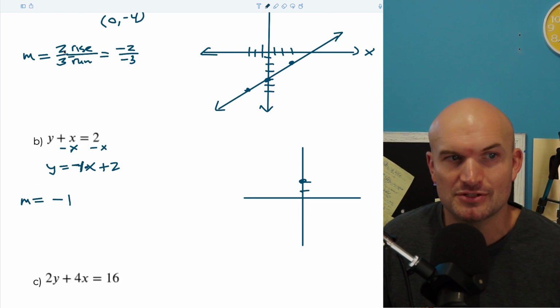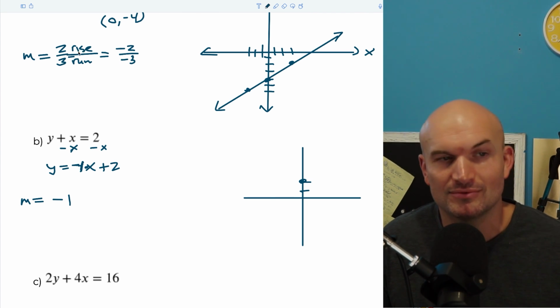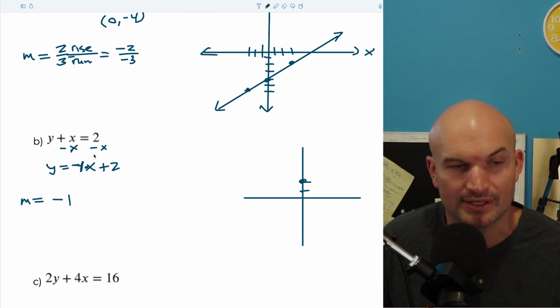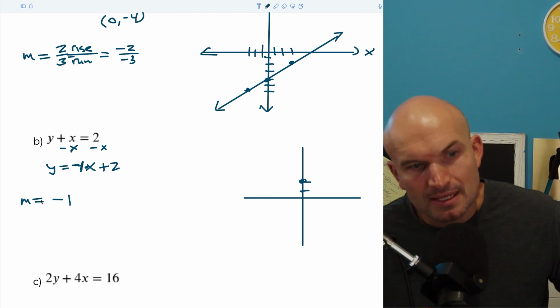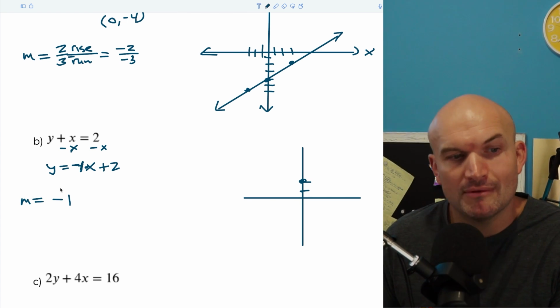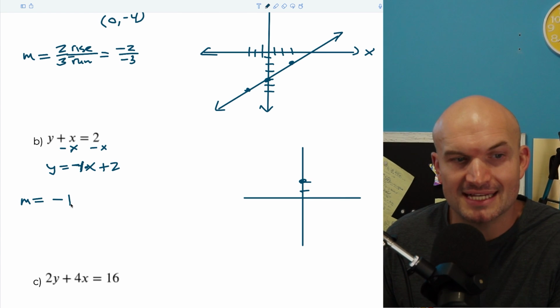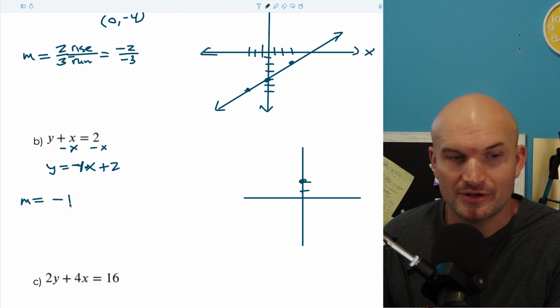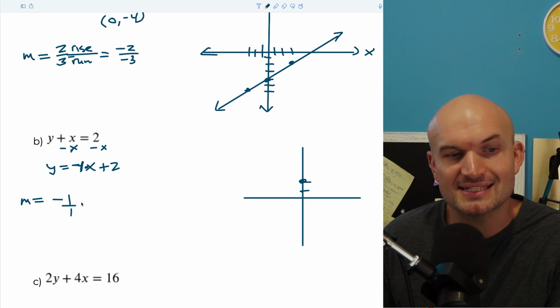This was easy. This was 2 over 3. Rise over run, 2 over 3, negative 2 over negative 3. Either way, whatever worked. But what do you do when it's just a number? Well, remember, you can always write a number, or at least a rational number, as a fraction. So negative 1, you can just rewrite that over 1. And remember, that's the same thing as 1 over negative 1, right?